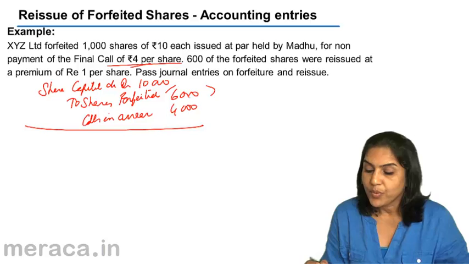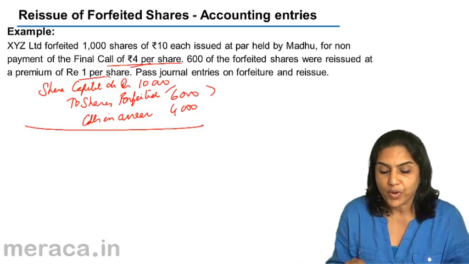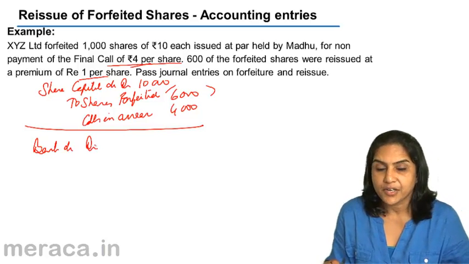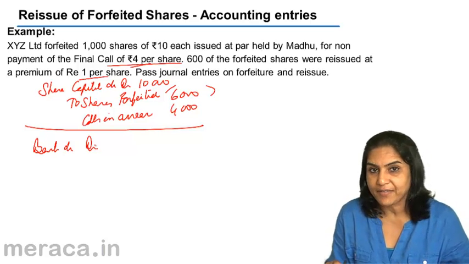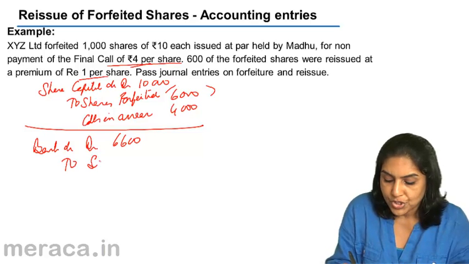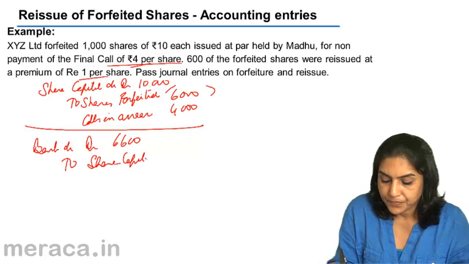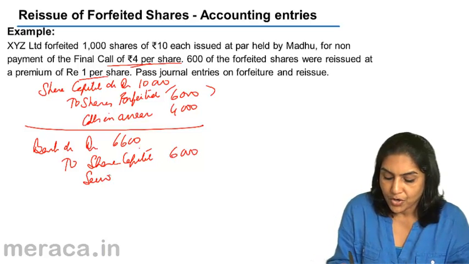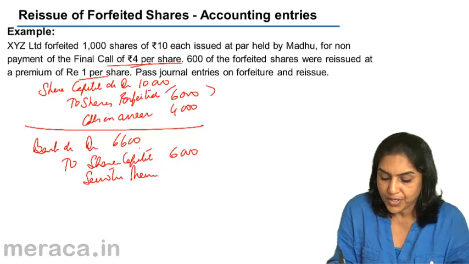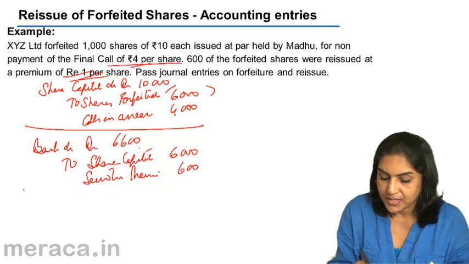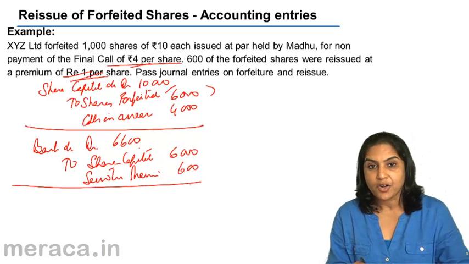Now what happens when these shares are reissued? They are reissued at a premium of Rs 1 per share. So bank account debit 600 shares, 600 into 11, 10 plus 1, 11, gives us 6,600, to share capital 600 into 10, 6,000, to securities premium. Since it was issued at a premium of Rs 1, 1 into 600, 600. This is our entry on reissue.